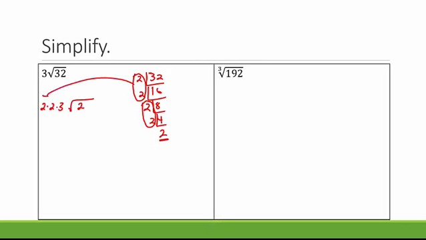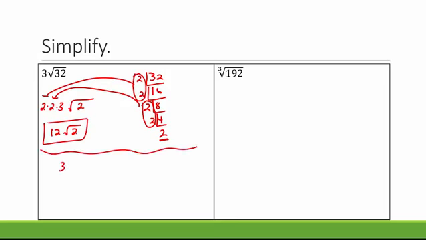So 2 outside here, another pair of 2, so I brought another 2 outside the radical, and then this 2 that did not have a pair stayed underneath the radical. And I just multiply what's on the outside. 2 times 2 is 4, times 3 is 12, times the square root of 2.